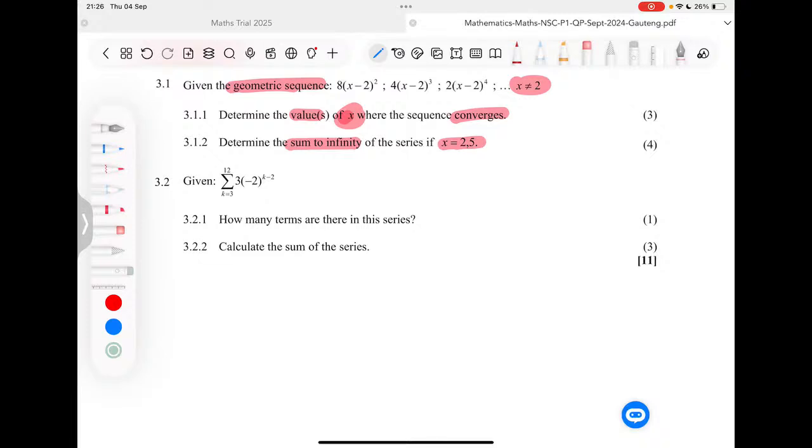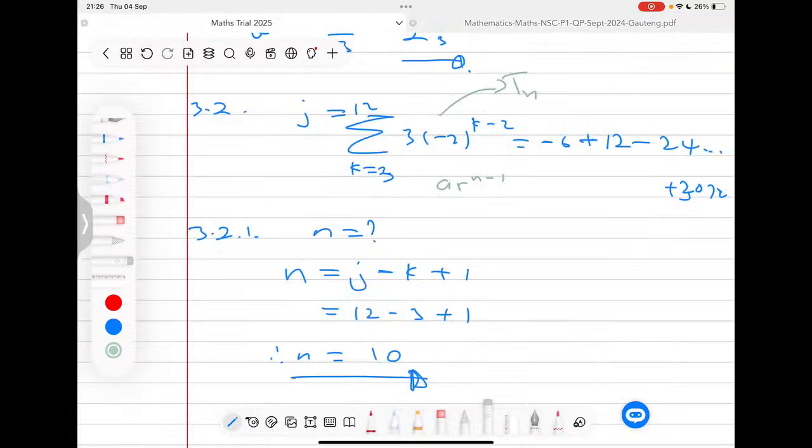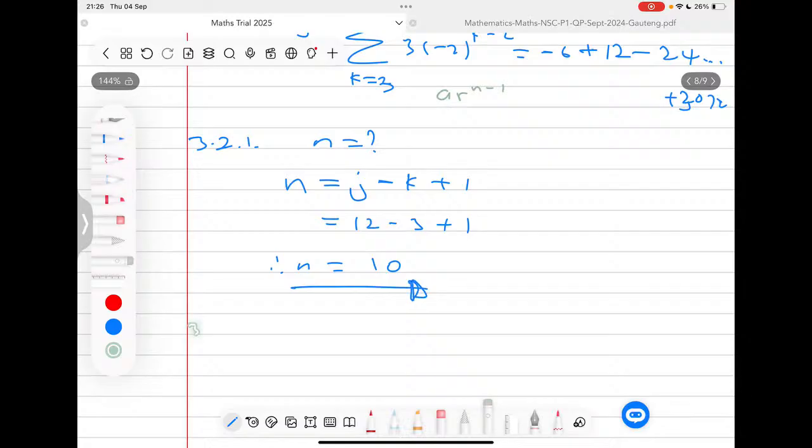Then we're going to 3.2.2. This then says calculate the sum of the series. So calculate the sum of the series. You would notice that I said this series, so we're looking for the sum of the series.